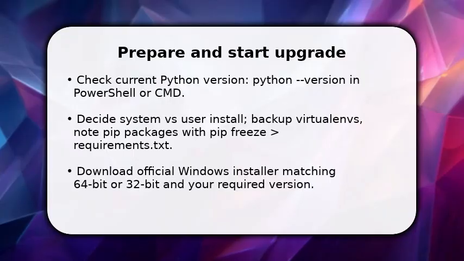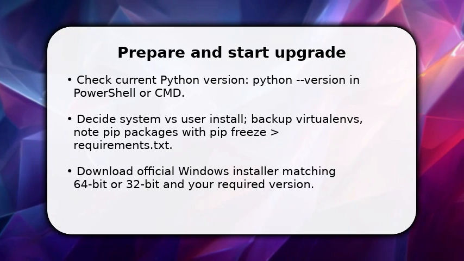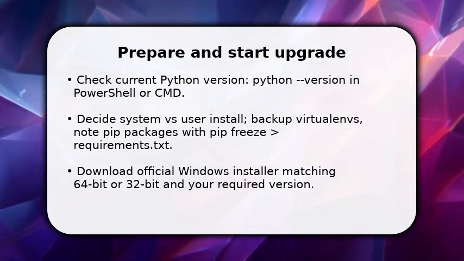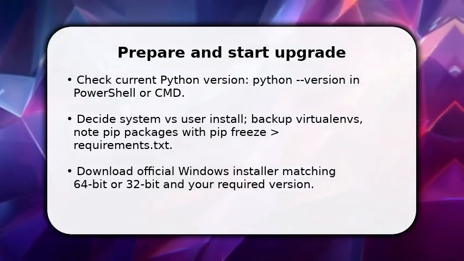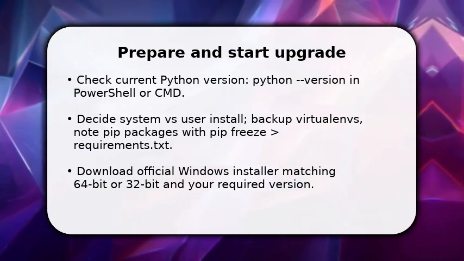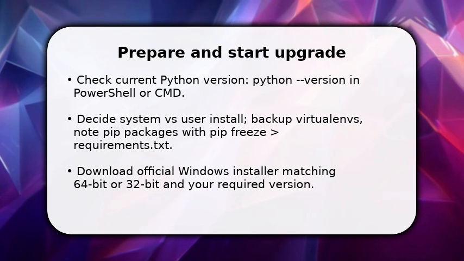Please enjoy the video. You begin by confirming what you have and what you need. Open PowerShell and run python --version. Once done, export installed packages with pip freeze > requirements.txt so you can restore them later.